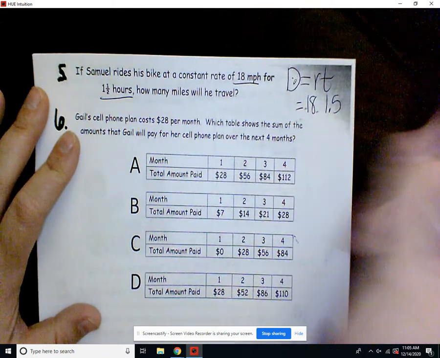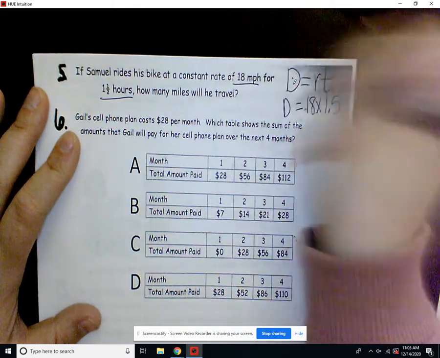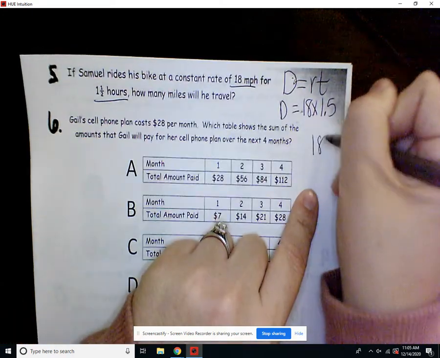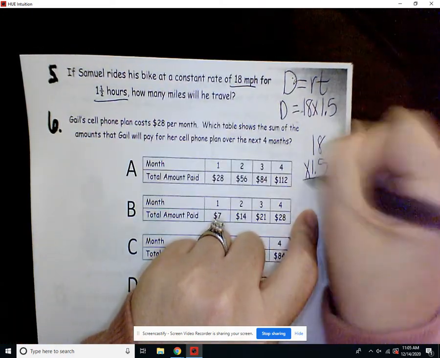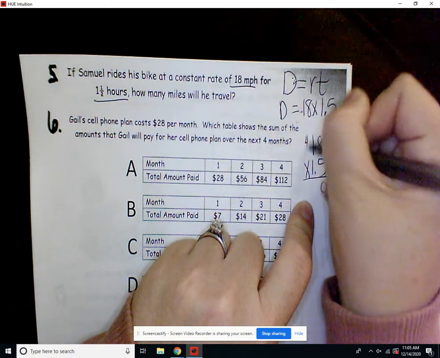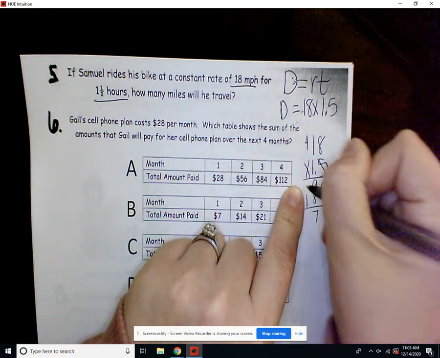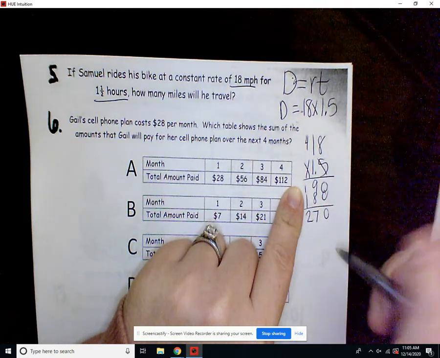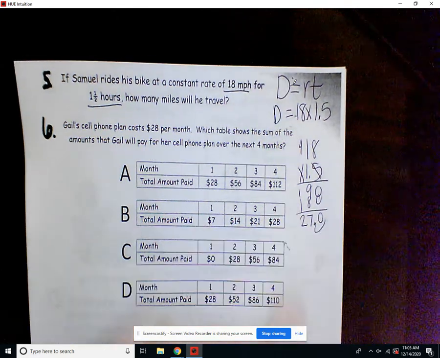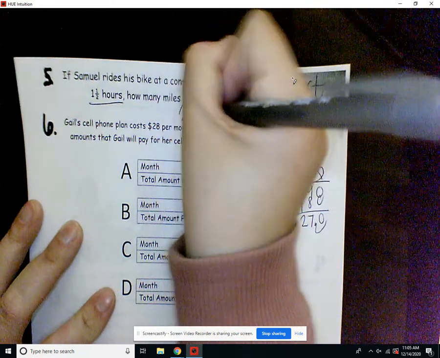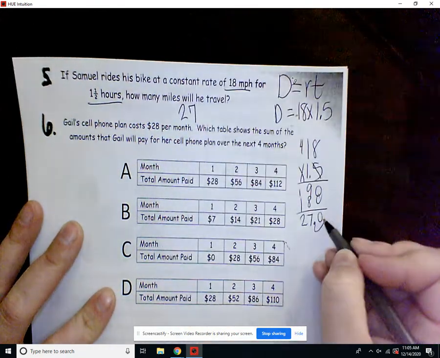Since these are side by side, we are going to multiply them together. So 18 times 1.5. Then we'll move our decimal over one time, and we get 27. So how many miles will he travel? 27. And we can drop that 0. We don't need that.